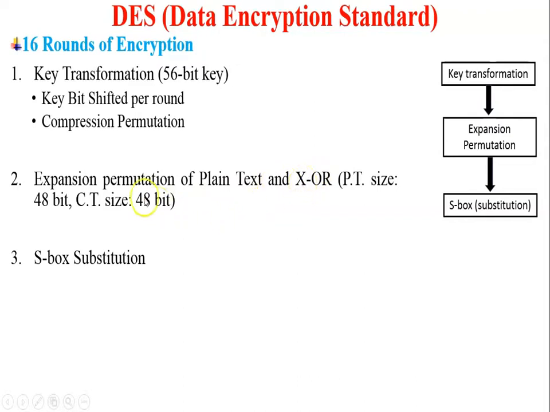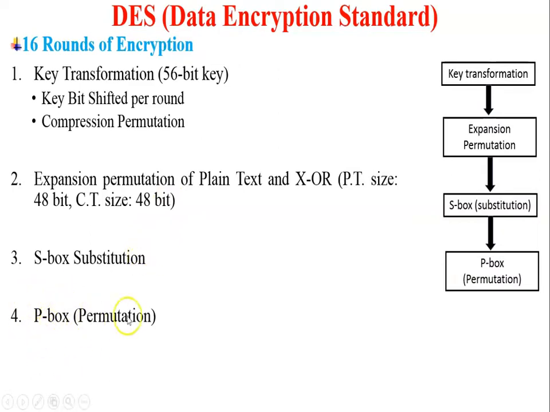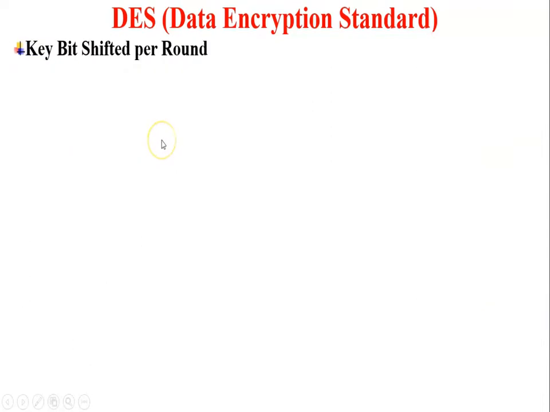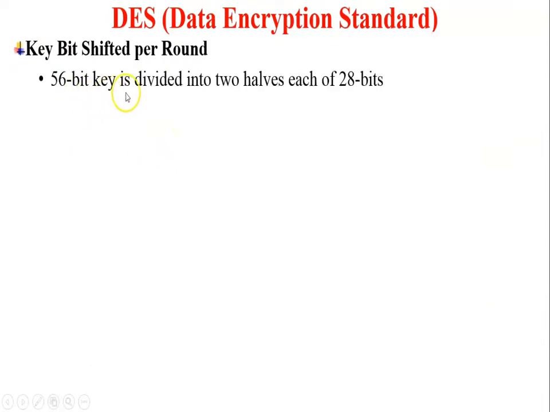Now 16 rounds of encryption, or we can say the encryption function of DES. In 16 rounds of encryption, first of all we have key transformation. It is a 56 bit key. In the key transformation process, the key bits are shifted per round, so we can say it is a left shift of the key bits. And then compression permutation. Why compression permutation is performed here, we will discuss later in this video.